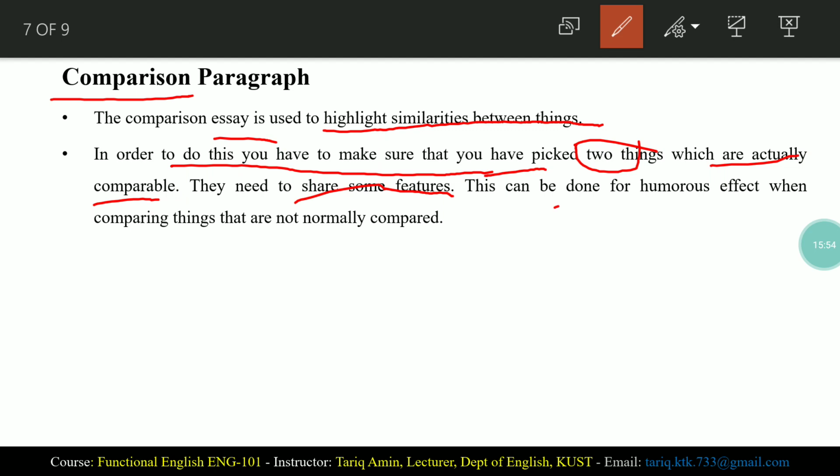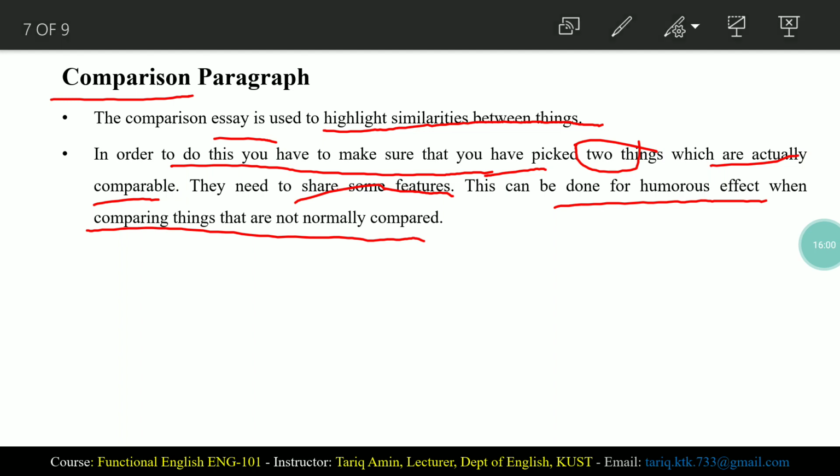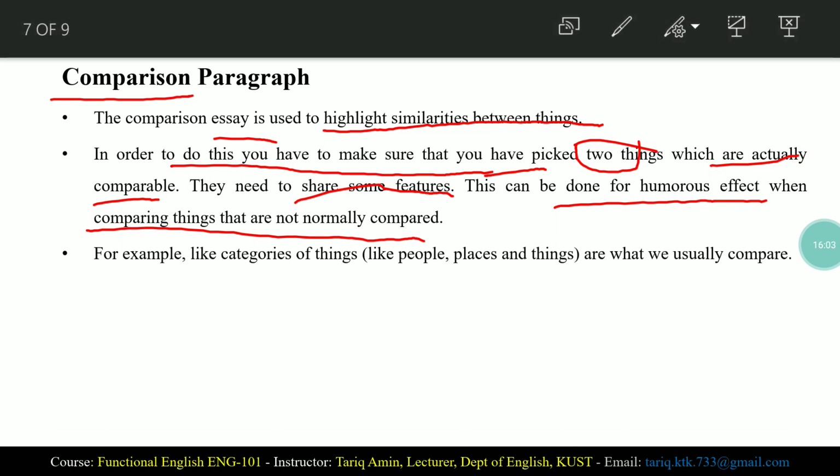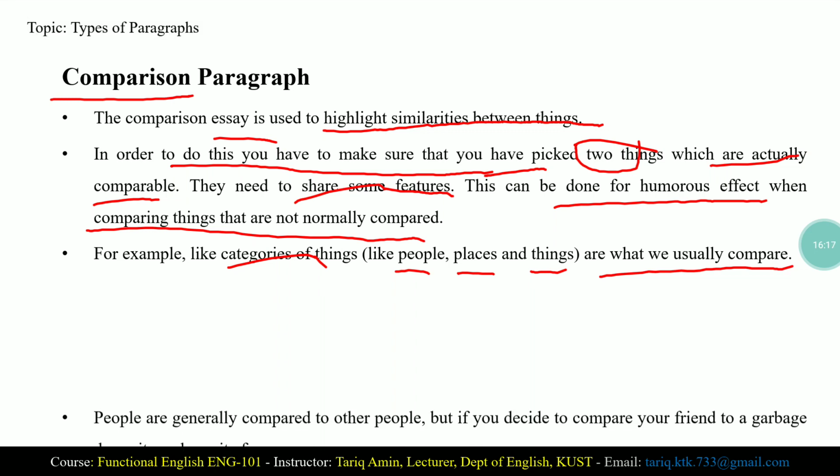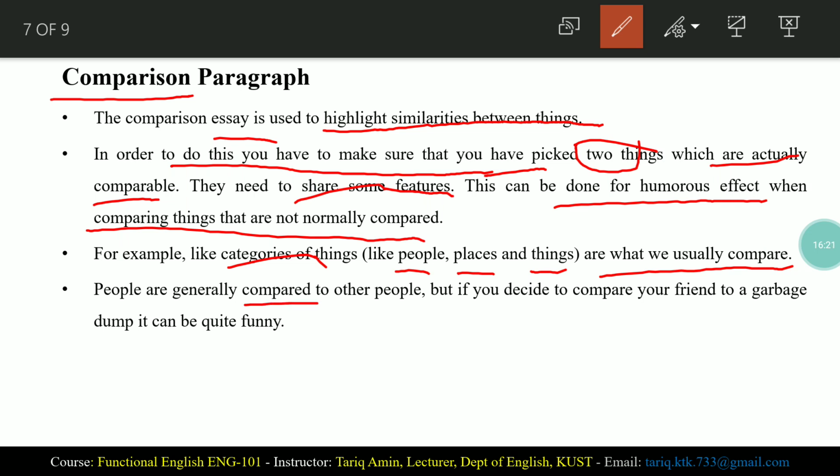This can be done for humorous effect when comparing things that are not normally compared. For example, categories of things like people, places, and things are what we usually compare. Yes, we usually compare people, we compare different places, we compare different things as well. People are generally compared to other people, but if you decide to compare your friend to a garbage dump, it can be quite funny. Yes, it would be obviously funny.